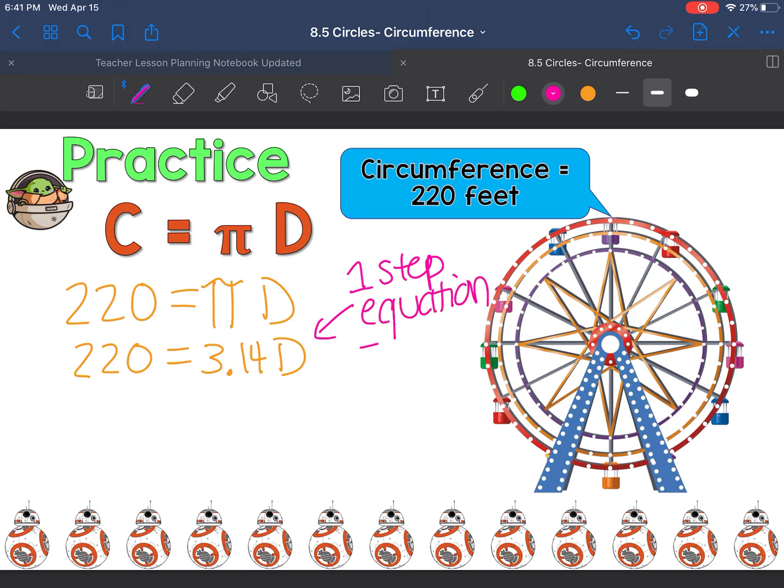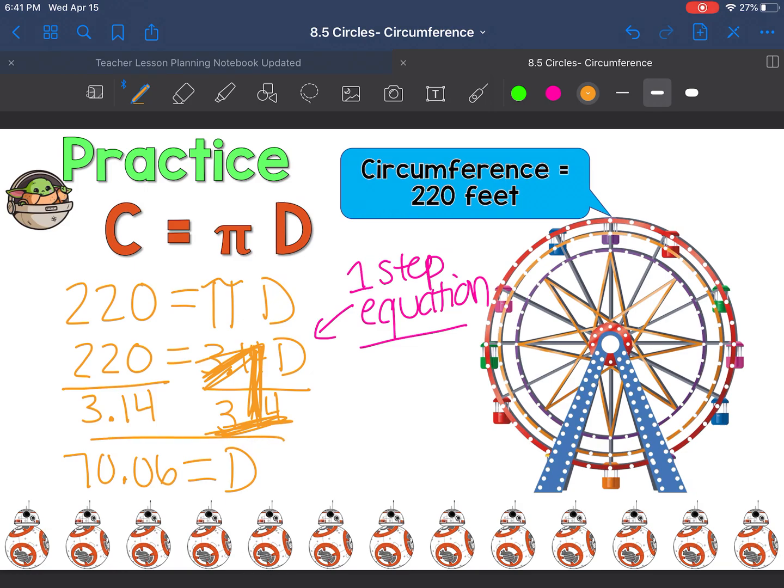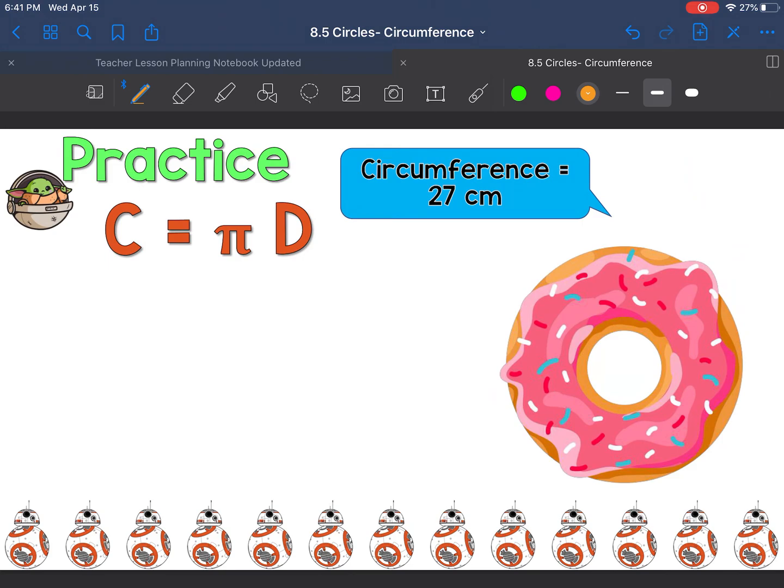Doesn't this kind of look like a one-step equation? Yes. So in order to solve for this, I need to get that diameter by itself. How do I get the diameter by itself? Well, if I'm multiplying 3.14 by the diameter, I need to do the opposite, which is divide. So I'm going to divide by 3.14. Remember, if I divide on one side, I have to divide on the other side. 3.14 divided by 3.14 gives me 1. So that leaves my diameter equaling 70.06. See, even that wasn't that hard. Let's just do a couple more problems so we can see.